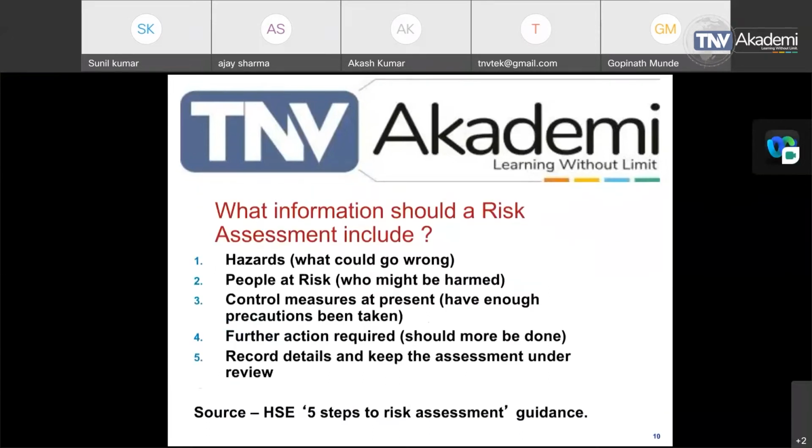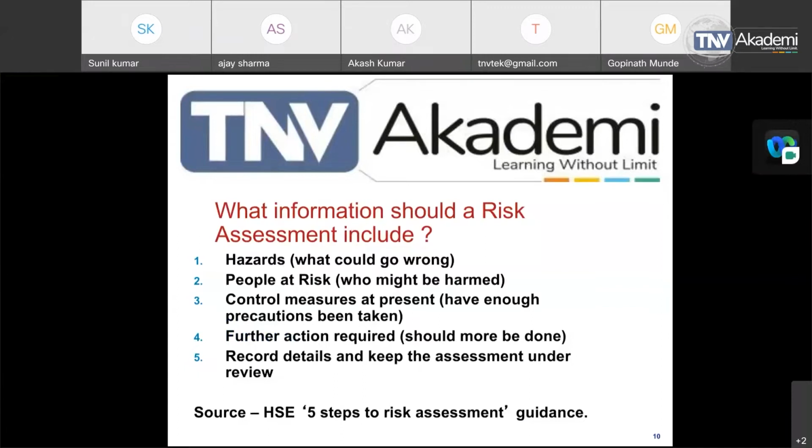So what information should a risk assessment include? It includes the hazard: what could go wrong. There are many types of hazard. I'm talking about the food industry, where there are physical hazards, biological hazards, microbiological hazards, toxin hazards, aflatoxin hazards, and allergen hazards. So there are numerous hazards depending on the industry.